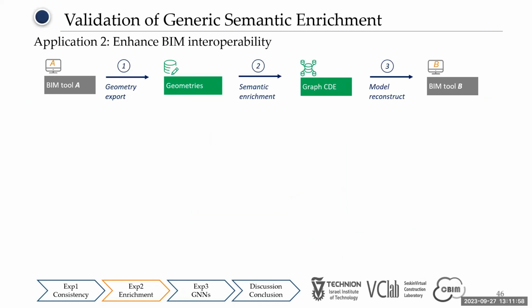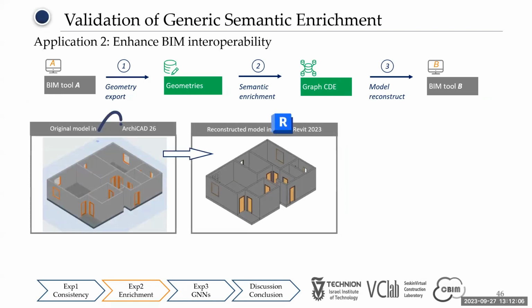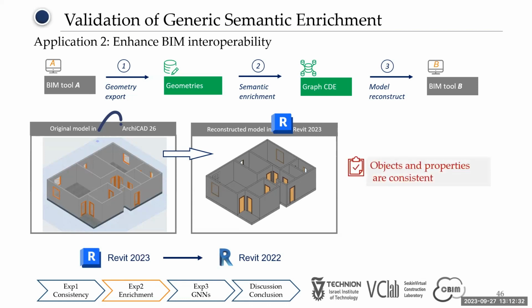The second application is that we are going to enhance BIM interoperability. What we did is that you design in BIM software 1, export the geometry, and then we use semantic enrichment to construct the graph-based CDE, and use the reconstructor to read and reconstruct in the second software. We tested this on ArchiCAD to Revit 2023, it works. We also tested between Revit 2023 and Revit 2022, and it also works. After manually checking, we found that the objects and attributes are consistent with each other.